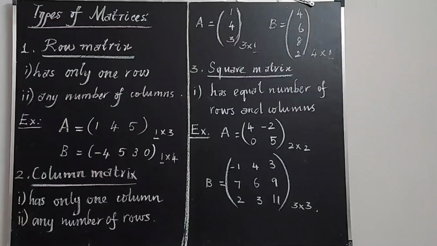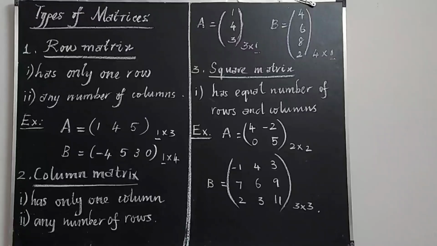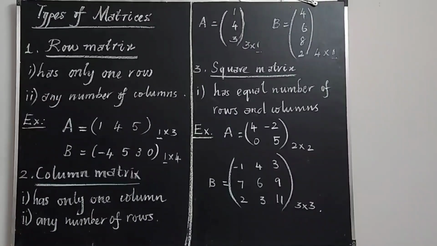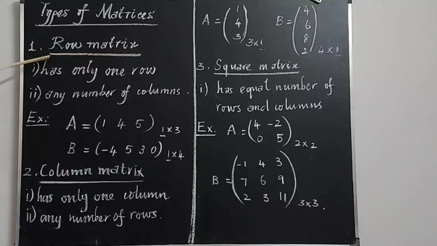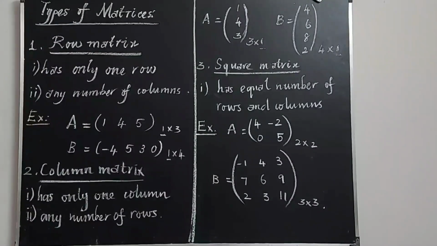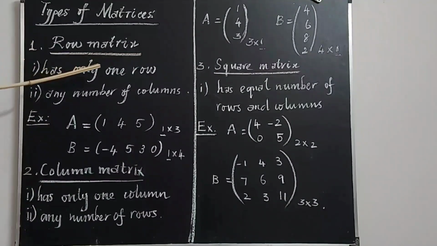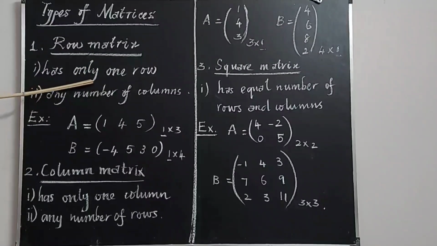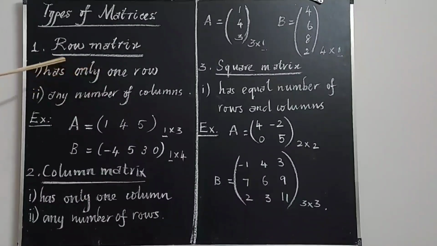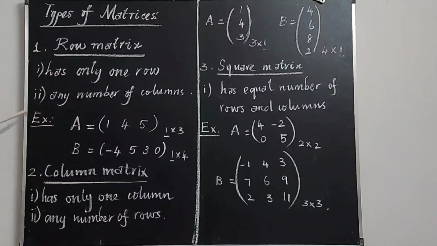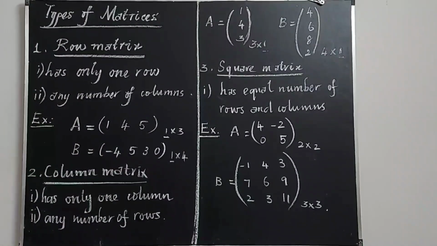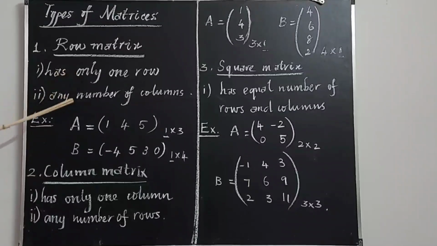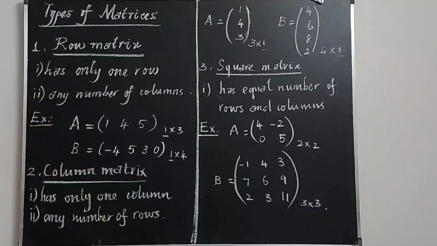Children, let us see the types of matrices. There are many types of matrices. The first is the row matrix. What's a row matrix? A matrix is said to be a row matrix if it has only one row. That is very important. If a matrix has only one row but any number of columns, then it is called a row matrix.